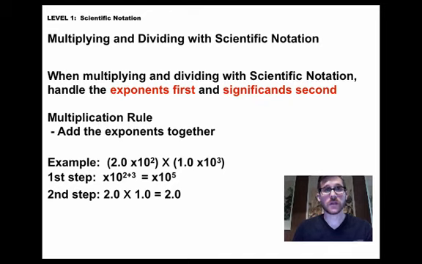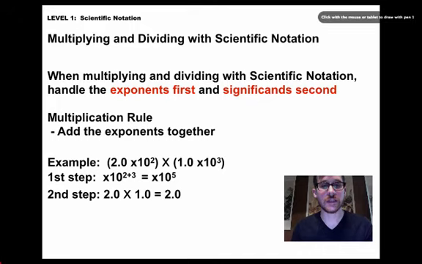Alright, finally, we're going to talk about some multiplication and division with scientific notation, because that's really what we're going to be focusing on and doing a lot of this year. So, a couple rules. We'll start with multiplication. Keep in mind, whenever you're multiplying and dividing with scientific notation, do it in 2 steps. Deal with the exponents first. So here's the multiplication rule. We're going to add the exponents together.